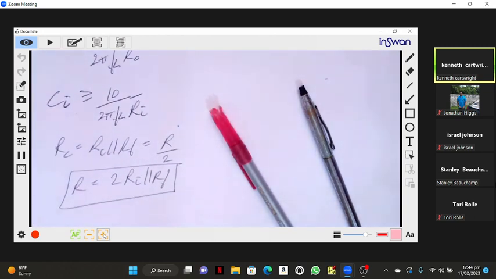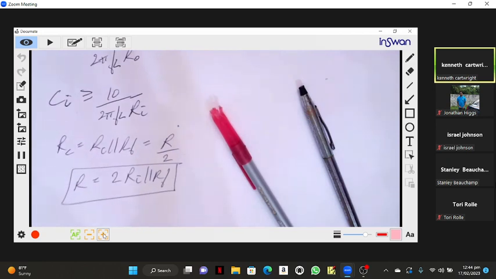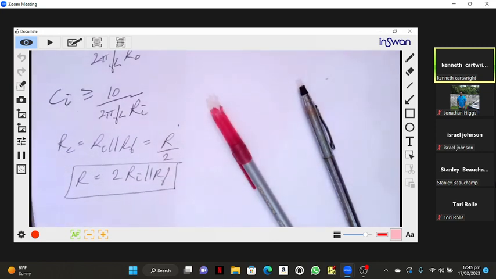So now we have all we need to design an op-amp circuit that has one voltage, one battery source. And let's do an example.